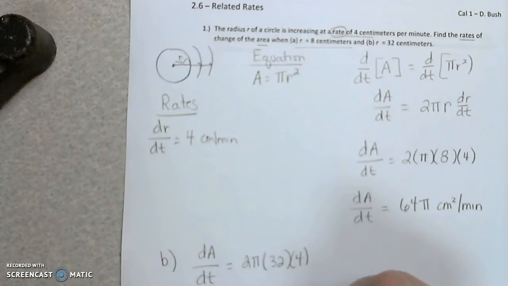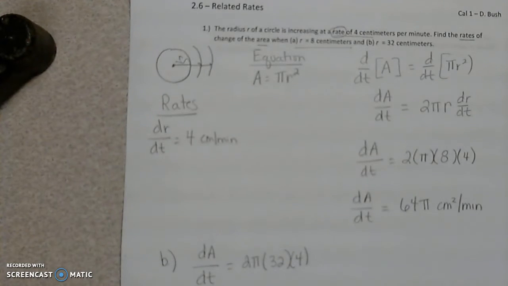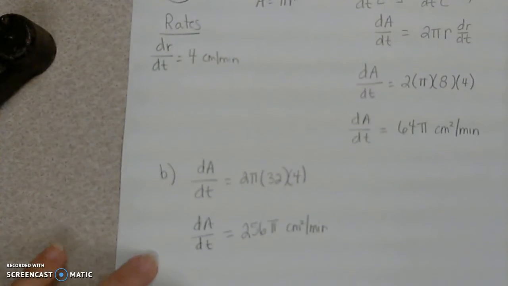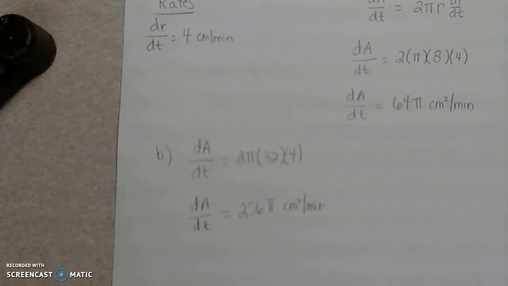centimeters squared per minute. Now remember, it's centimeters squared because we're talking about area, so when I square the radius, I should get centimeters squared. So as you can see what I did there, 256 pi centimeters squared per minute.